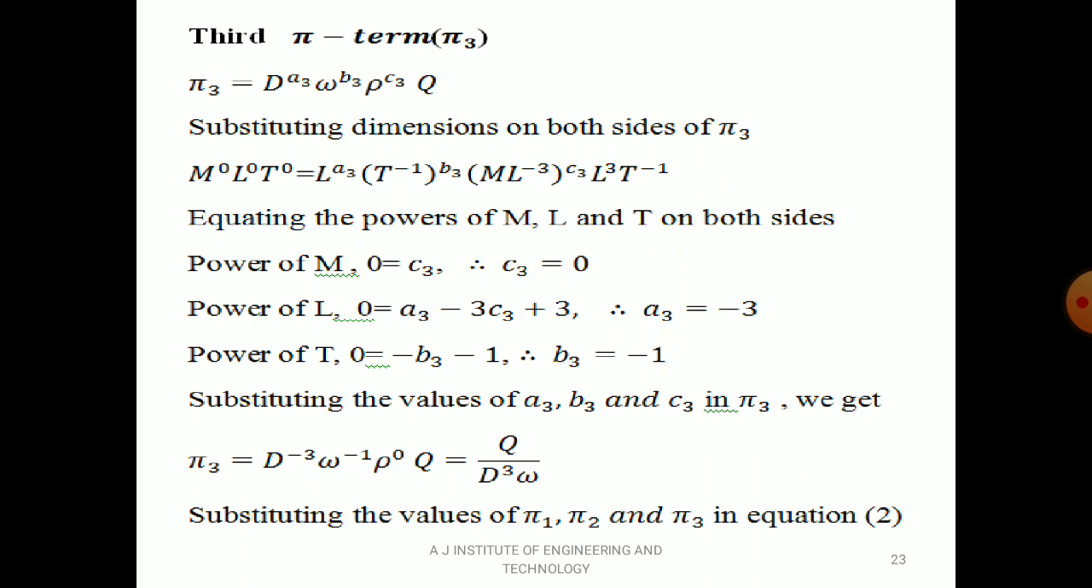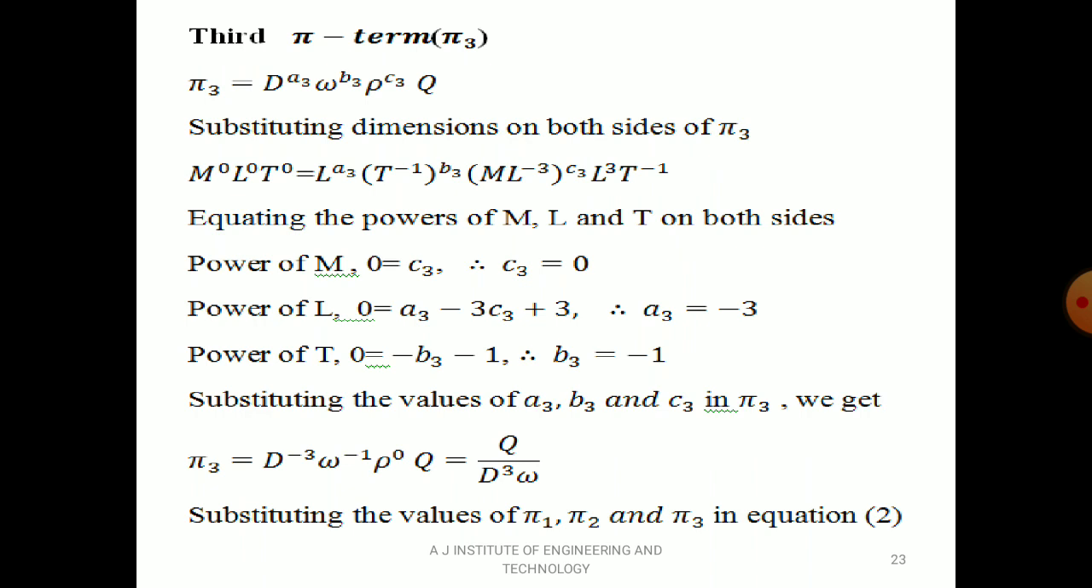Next, last one, the third pi term, that is pi 3. So pi 3 equal to d to the power a3, omega to the power b3, rho to the power c3 into q. Now substituting the dimensions on both sides of pi 3, we get M to the power 0, L to the power 0, T to the power 0 equal to L to the power a3, T to the power minus 1 to the power b3, M L to the power minus 3 to the power c3, and L cube T to the power minus 1. So for q, the dimension is L cube T to the power minus 1.